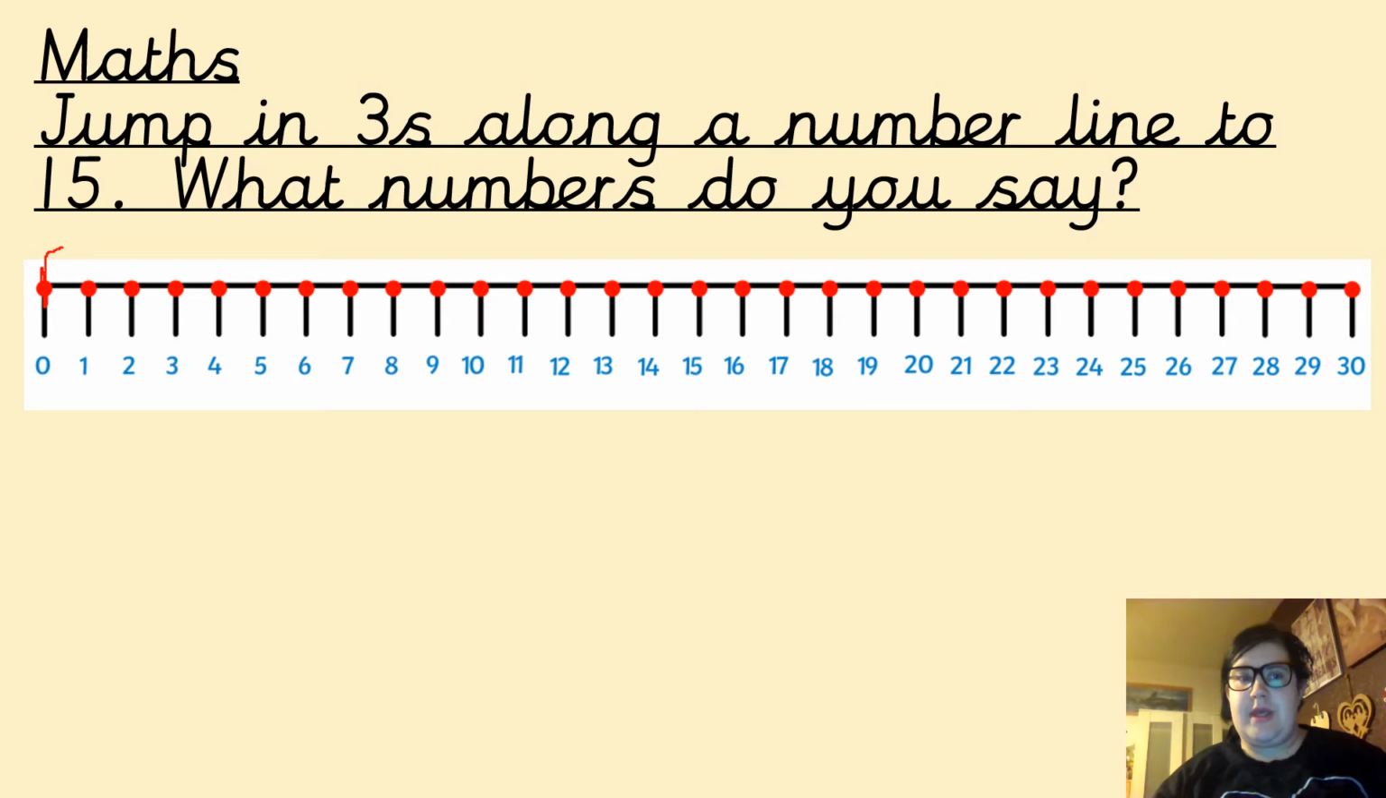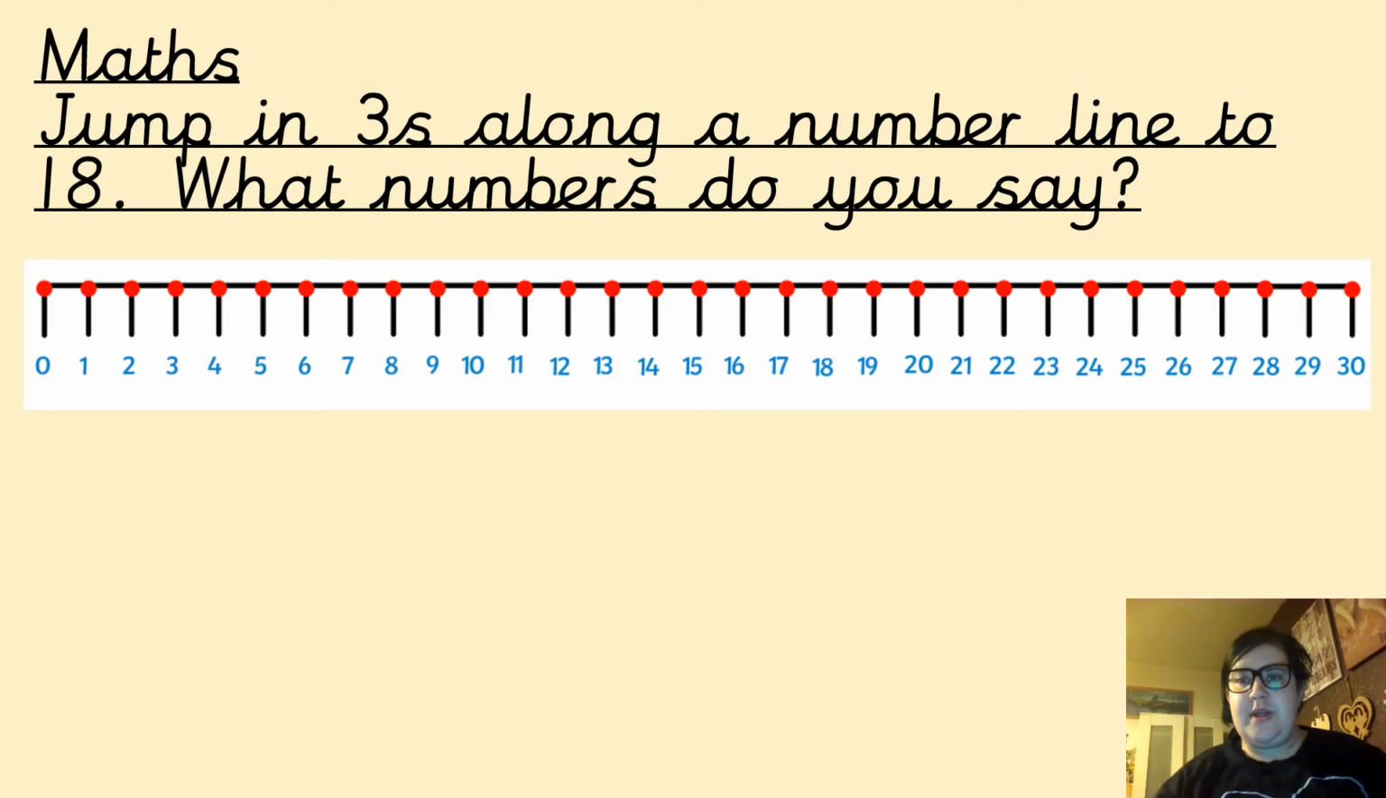So we're going to jump in threes. 1, 2, 3. So I would say the number 3. 1, 2, 3, I would say the number 6. 1, 2, 3, I would say the number 9. 1, 2, 3, I would say the number 12. 1, 2, 3, I would say the number 15. Okay?